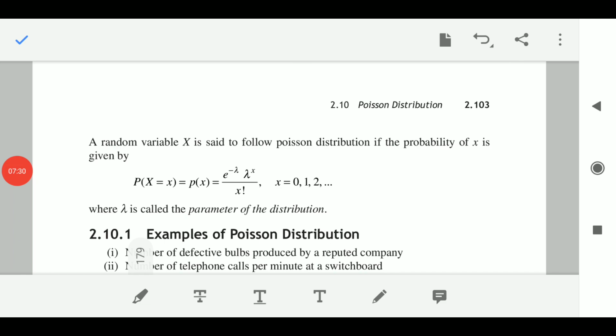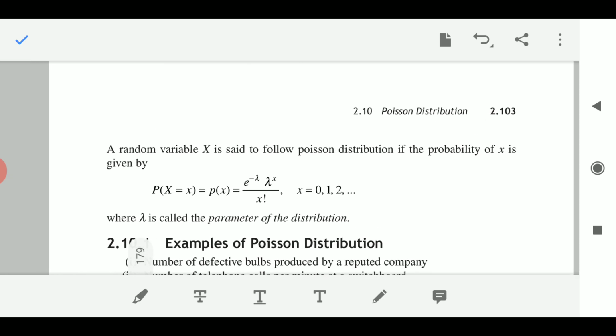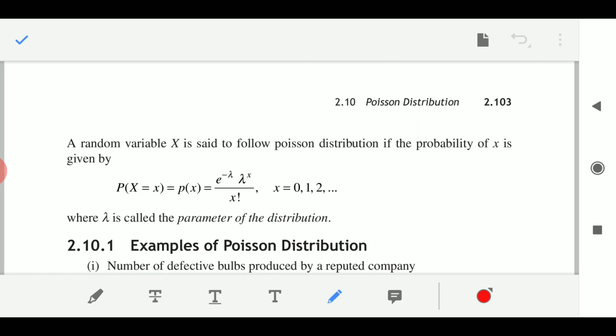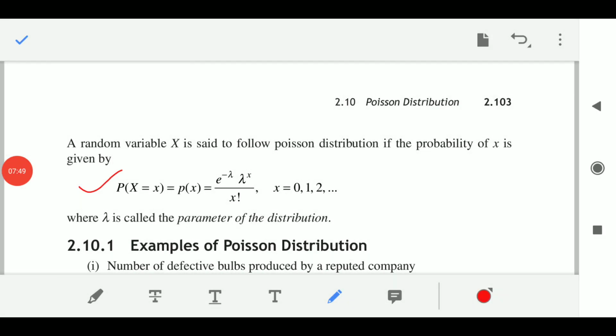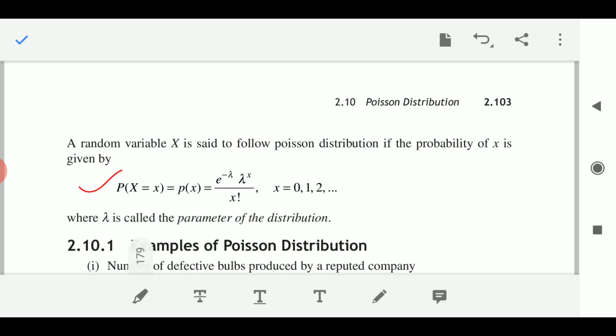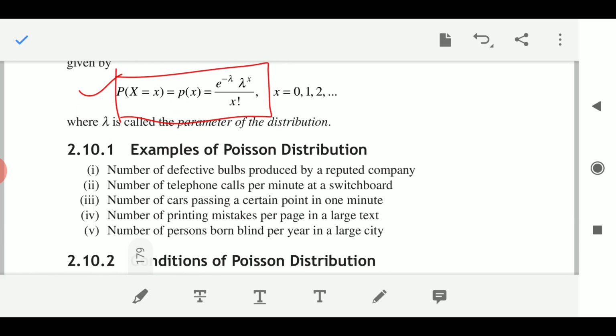Okay, so let us formally define this Poisson distribution. A random variable X is said to follow Poisson distribution if the probability of X is given by P of X equals x, small p of x, equals e to the power minus lambda into lambda to the power x upon x factorial, where lambda is equal to n into p, x equals 0, 1, 2, 3 and so on, where lambda is called the parameter of the distribution. This is the formula which we are going to use in every example, I should say.